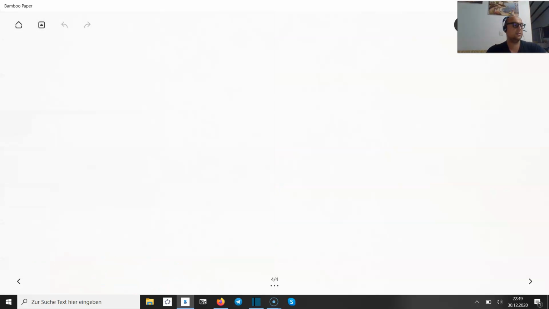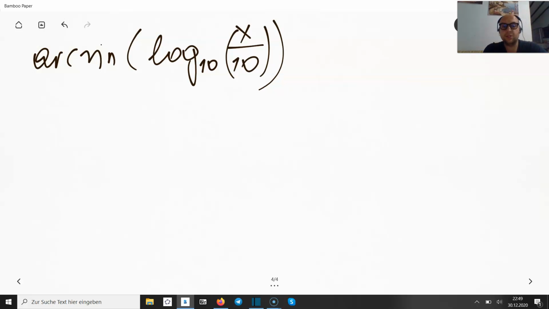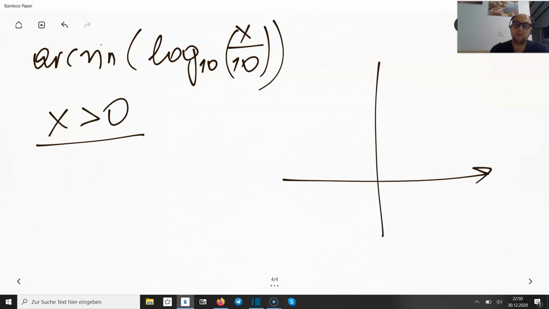And the last case, which I'm showing you, is the arcsine of a logarithm, let's say, to the base of 10, whatever, of x divided by 10. So now we have a composition of functions. And first of all, this expression must be positive. So that means x must be strictly positive.